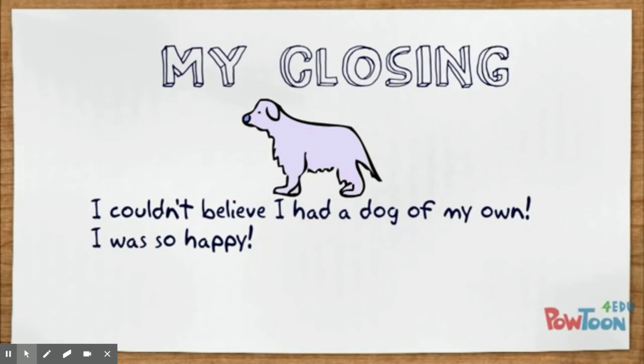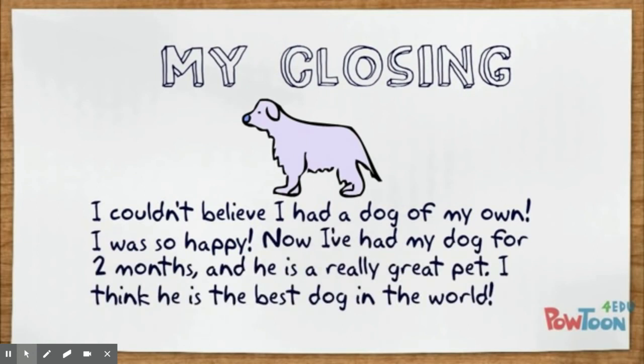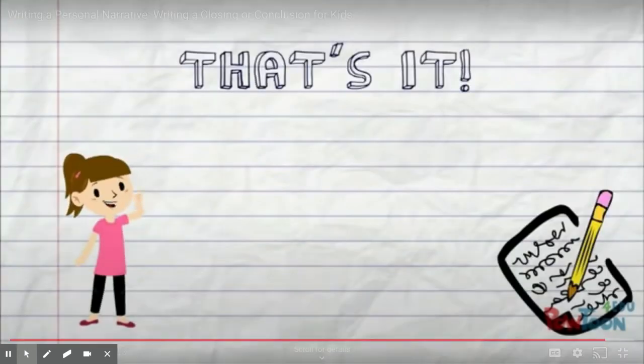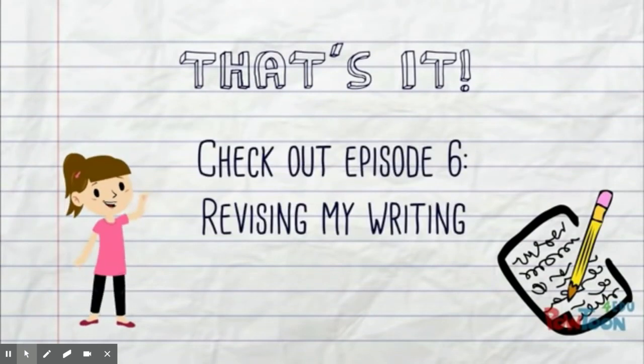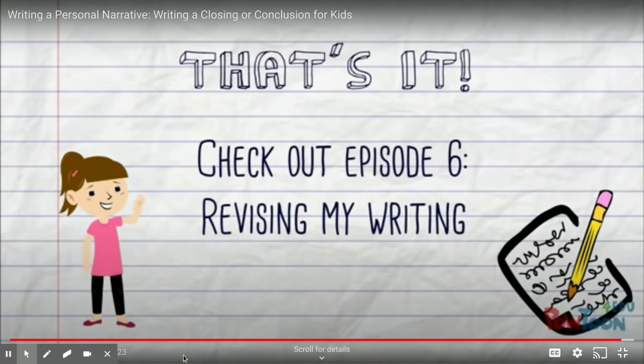Next, I'm going to update the reader about what my dog is like now. I will write, "Now I've had my dog for 2 months and he is a really great pet. I think he is the best dog in the world." That's it. The draft of my personal narrative is complete. Check out episode 6 if you want to see how I revise my story.